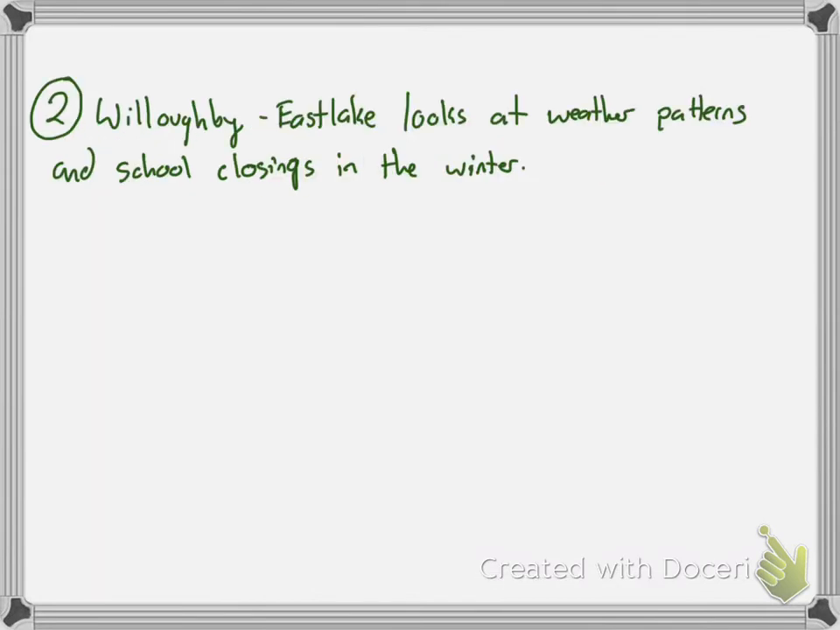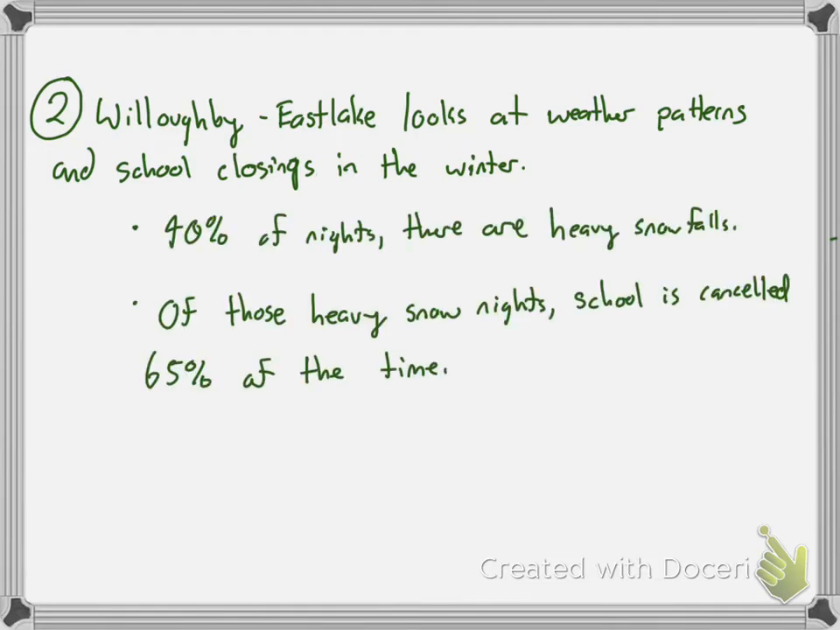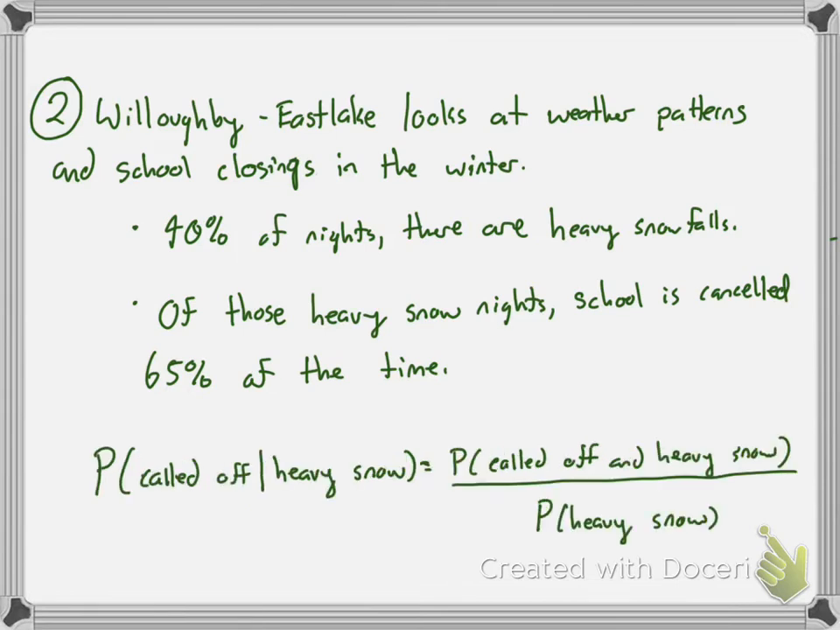So in example number 2, Willoughby Eastlake looks at weather patterns and school closings in the winter. They find that 40% of nights there are heavy snowfalls, and of those heavy snowfall nights, school is canceled 65% of the time. Using that information, I'm able to figure out the probability that it snows heavily and school is called off. Now I'm going to look at the conditional probability formula to figure this out. So the probability that school gets called off given there's heavy snowfall is equal to the probability that school gets called off and there's heavy snow over the probability that there's heavy snow.